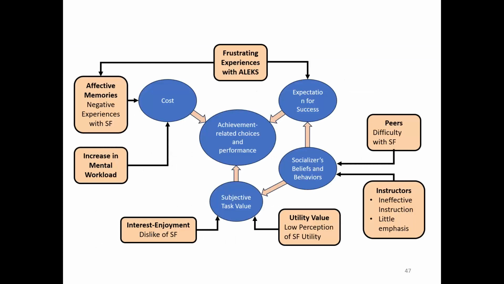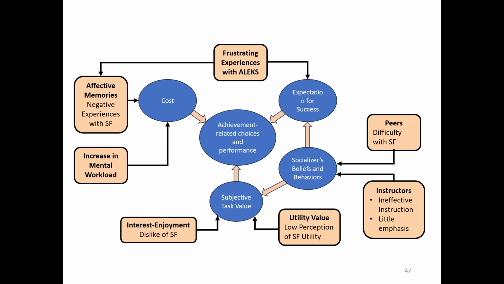So that would be the last portion of our theoretical framework. And so, again, what is all this building to? Well, these are the various factors that impact this center circle here, achievement-related choices and performance. What does a person choose to do, and how well do they perform on their task? So what were these students' achievement-related choices?